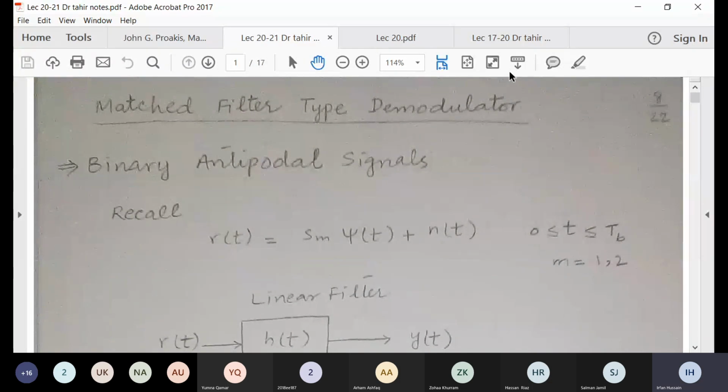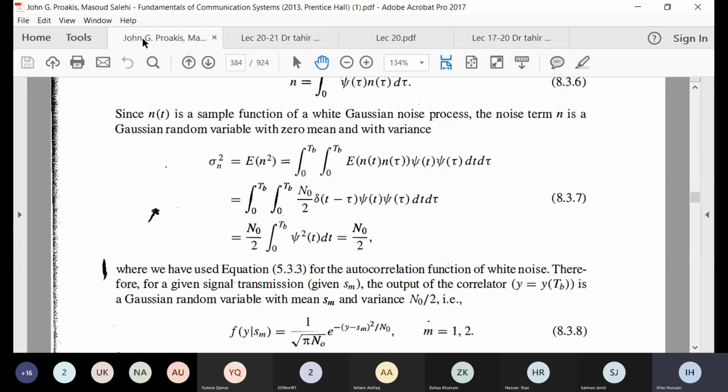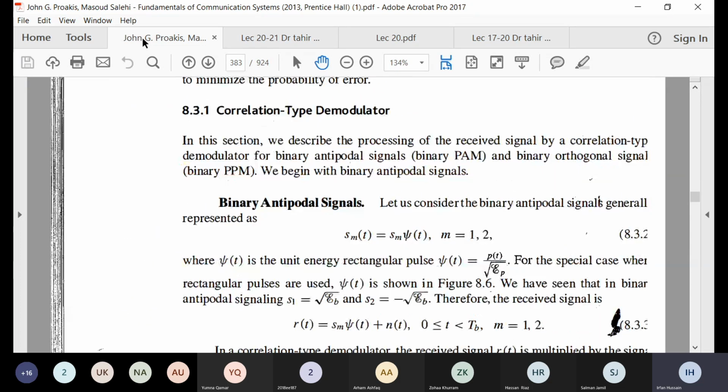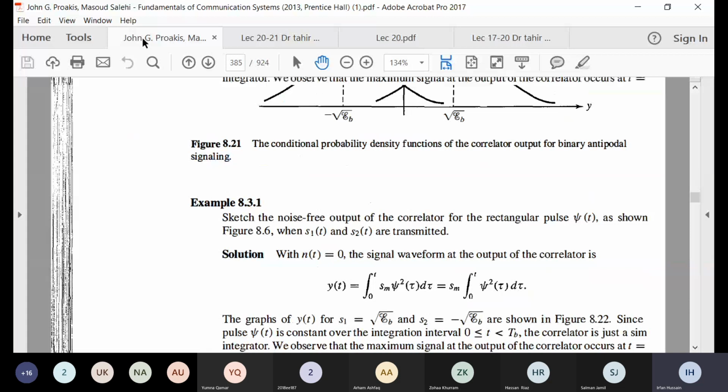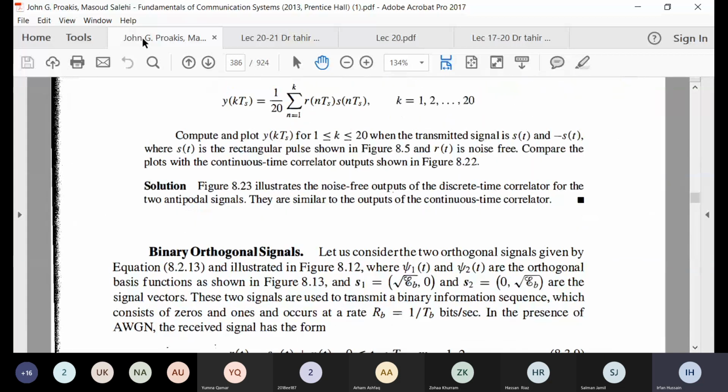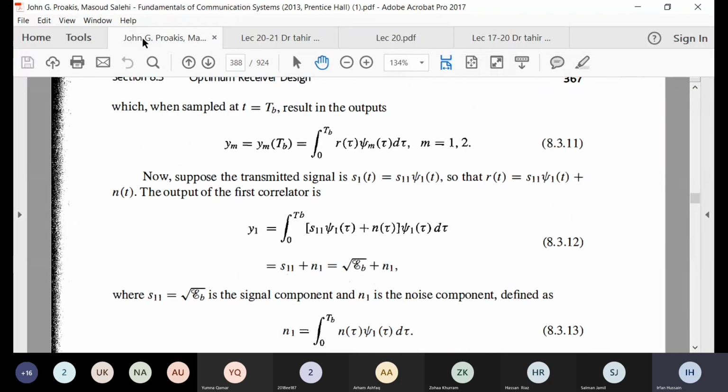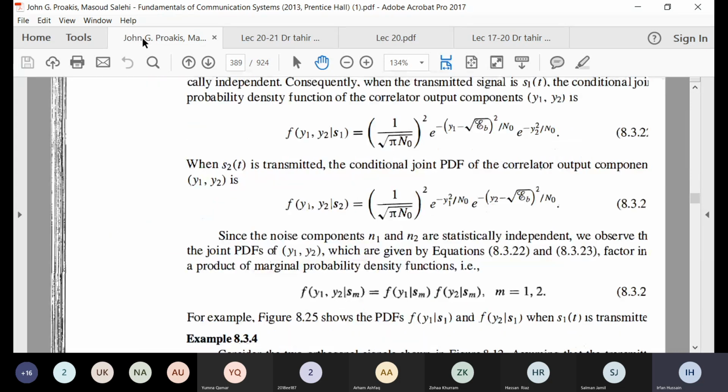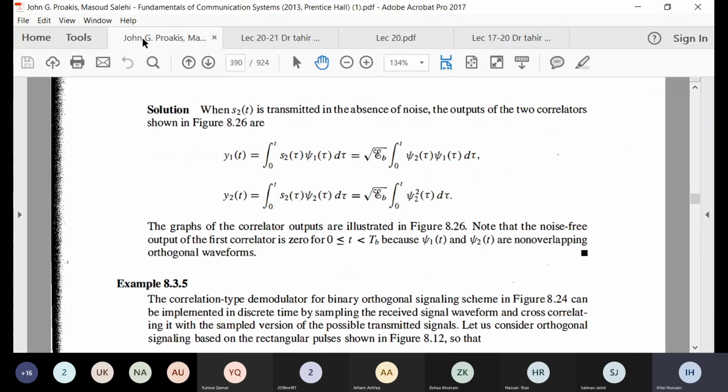The last notes concerned a correlator for orthogonal or antipodal signals. Now let us go to another type of demodulator, and that is called the matched filter type demodulator. You can see in the book also, he has mentioned both. First is the correlation type demodulator, this we have discussed, and then these examples which we have not discussed. You can do them by yourself. If I get time, I will discuss them also. And this we have studied now.